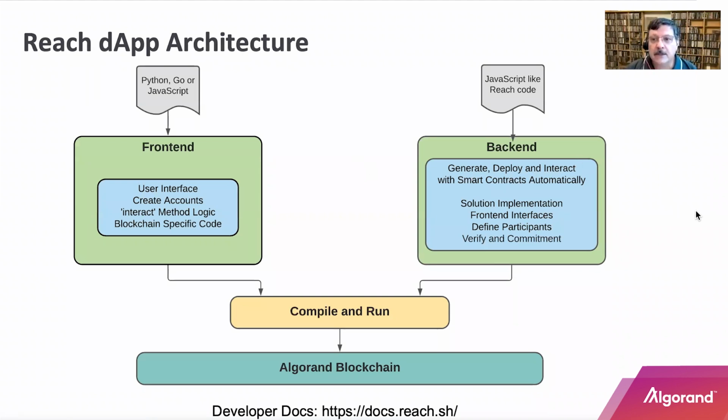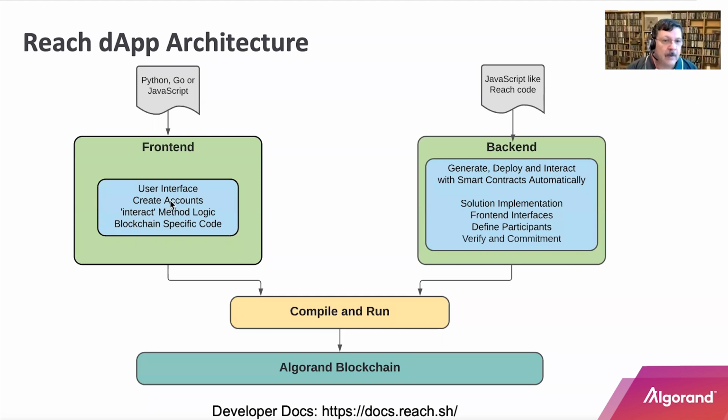So traditional client server architecture, and the back end is in JavaScript-like Reach code. This provides the interfaces for the front end as well as defines participants and verifies and makes commitments. So the verification process is extremely important. That allows you to not leave money on the table or have any loopholes in your smart contract that are going to lose funds. Then on the front end, this is where you actually put the meat to the interfaces of the functions that you've defined in the back end. So this actually has the code in it.